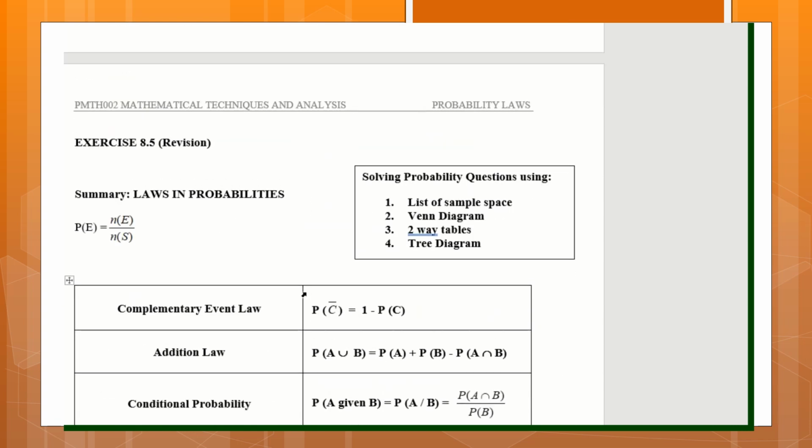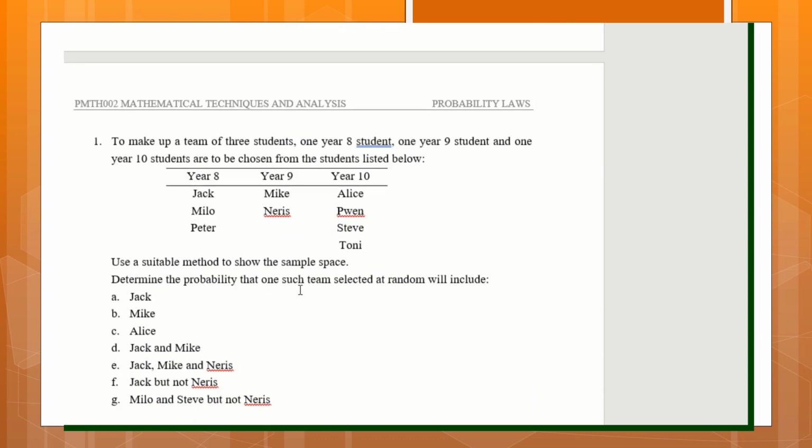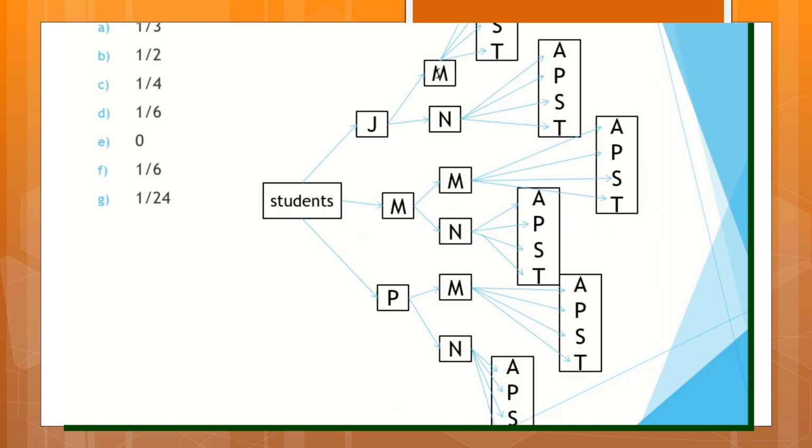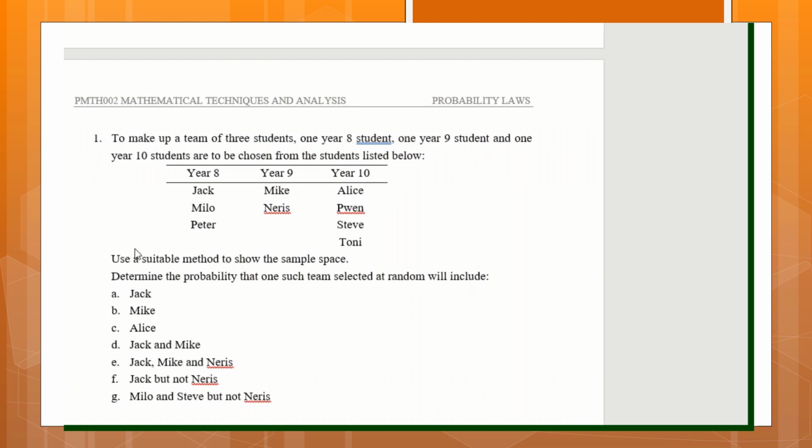Okay, now we will do the first 10 questions of exercise 8.5. All right, so I have all the working for you already here. So this is for the first question. Okay, the first question, to make up a team of 3 students, you're going to choose from here. So determine the probability that it will be Jack.